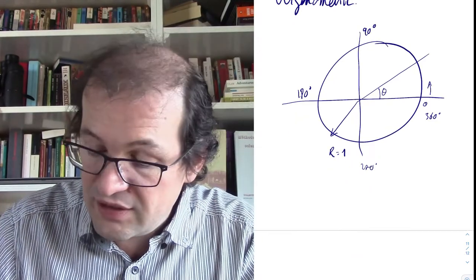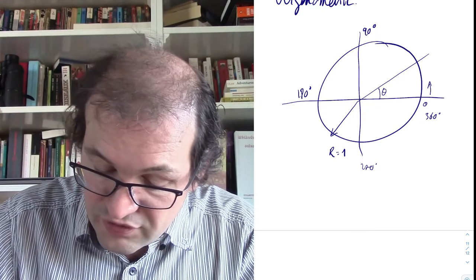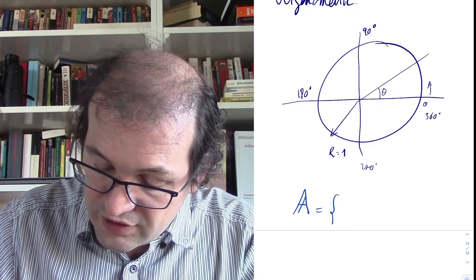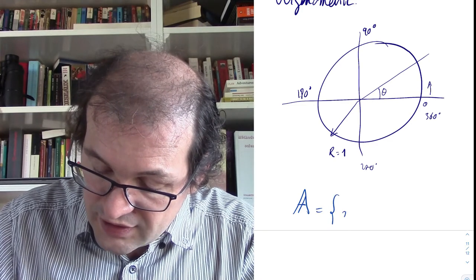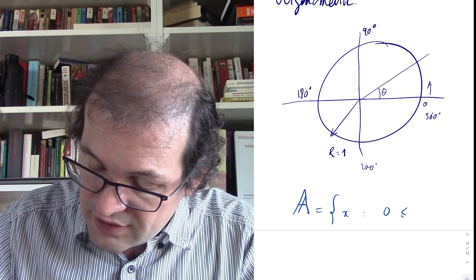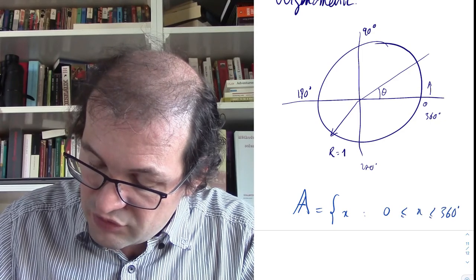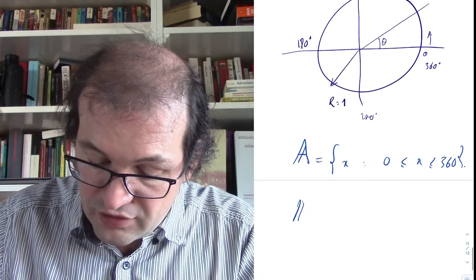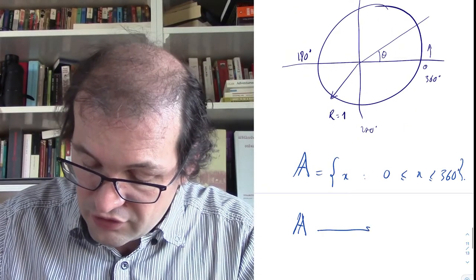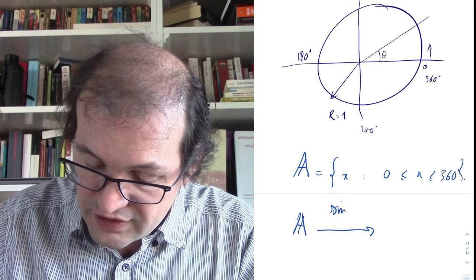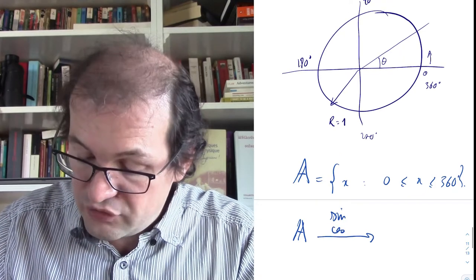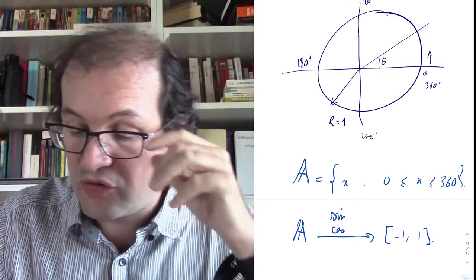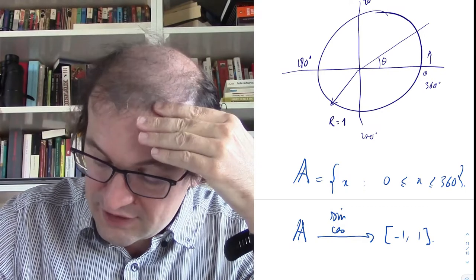You might know them certainly, but just in case you didn't see them, so that you are not scared, we'll define from the set of angles, the set of all the possible numbers x that are between 0 and 360 degrees, in which case we made one complete turn on the circle. And from this set of angles, we define two functions, the sine and the cosine, that take values between minus 1 and 1, the real numbers between minus 1 and 1. And they are defined like this.